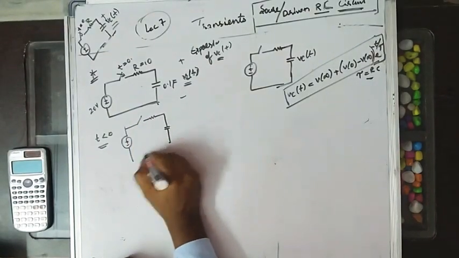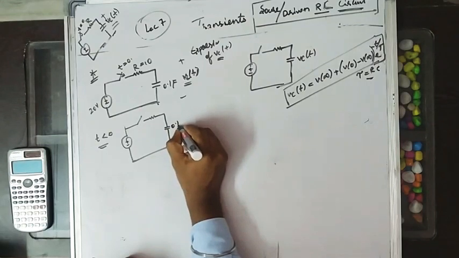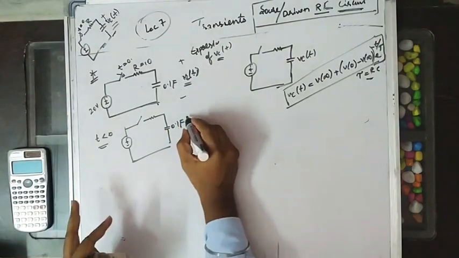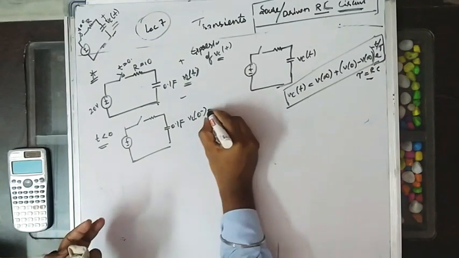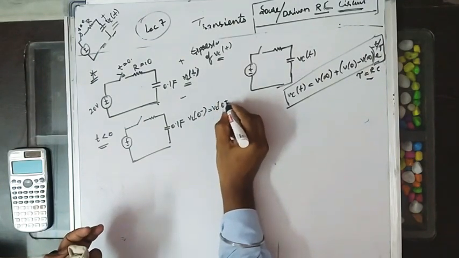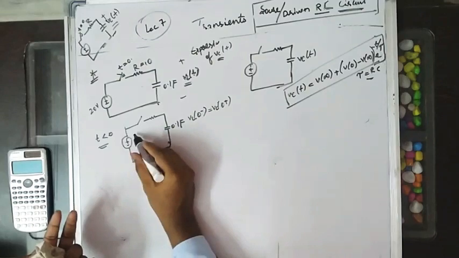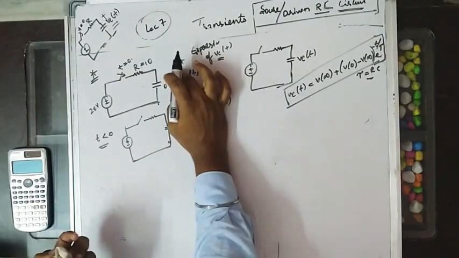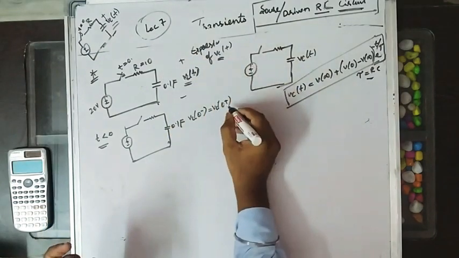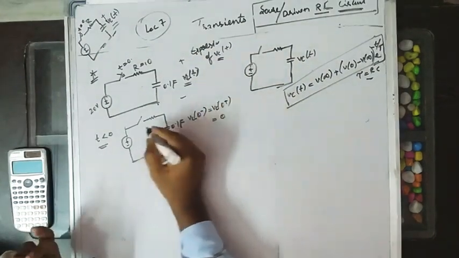Okay. This is 0.1 farad. So at t less than 0, the voltage across the capacitor is Vc of 0 minus, or you can take Vc of 0 plus. Since the source is not acting, the initial condition of voltage is not given for you. So keep that in mind. So this will become what? 0. Source is not acting.